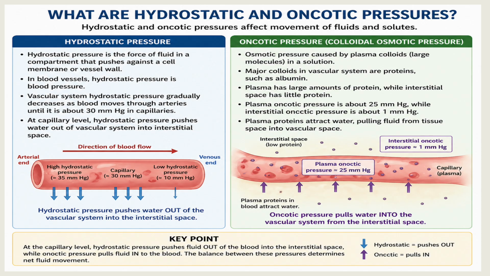Okay, so hydrostatic and oncotic pressures are the major forces that control fluid movement between the vascular and the interstitial spaces. So you have fluid inside your vessels, your arteries, veins, capillaries, and then you have fluid outside those vessels in your interstitial spaces, right, in between the cells and stuff. So hydrostatic pressure is the force of fluid pushing against a vessel wall. So in blood vessels, this is essentially blood pressure, right, inside your blood vessels. When you're measuring somebody's blood pressure, that's what blood pressure is.